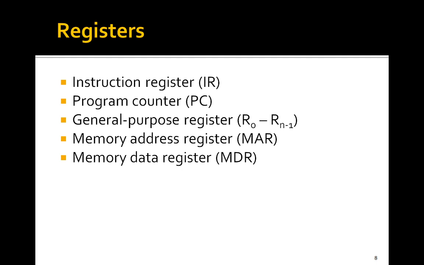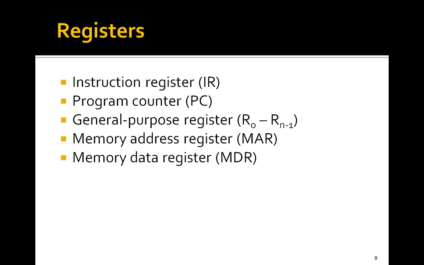First one is the IR, that is the instruction register. This will hold the instruction that is currently being executed. The instruction which is currently being executed will be stored in the instruction register. Its output will be available to the control unit, which generates the timing signals that control the various processing elements involved in executing the instruction.